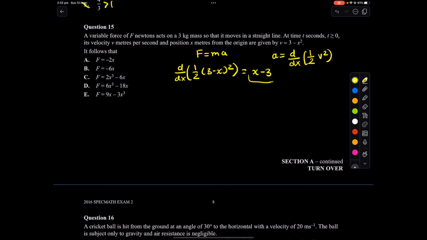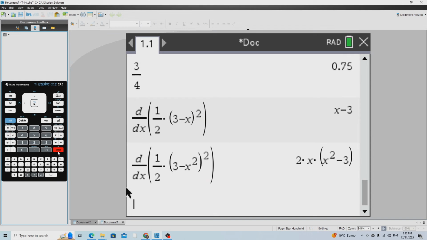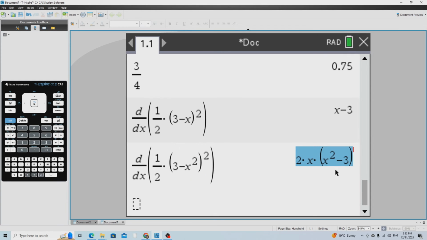This over here is our acceleration now. Is that right? Have I done everything right? Oh, no. I forgot to put a squared over here because it's 3 minus x squared. Yes, and then, okay, let's do that. So come back to our calculator, put a squared over here. And we get this expression.